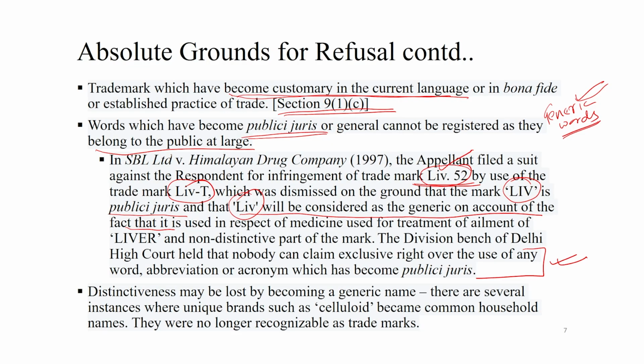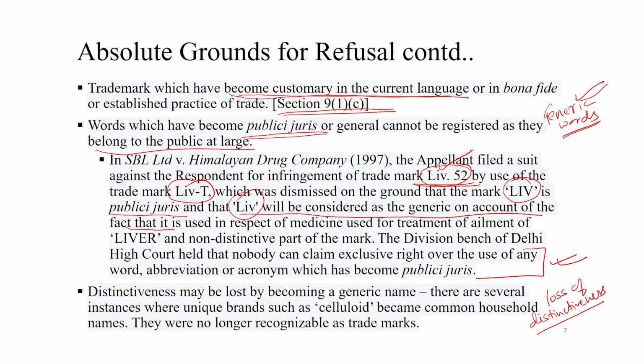The second is about loss of distinctiveness. The first part we discussed was where the word is not distinctive. Why? Because it is a generic word. In the second part, I am referring to a situation of a word which was originally distinctive, has lost its distinctiveness.